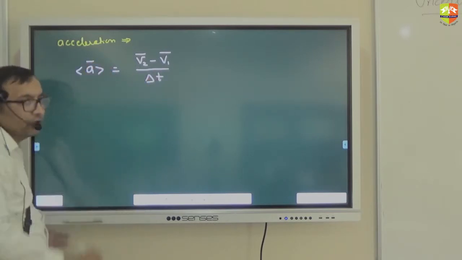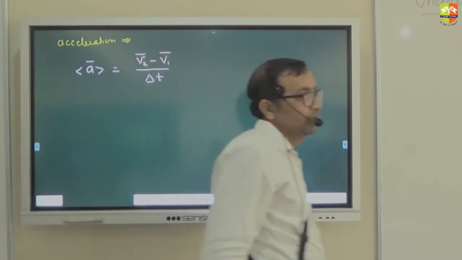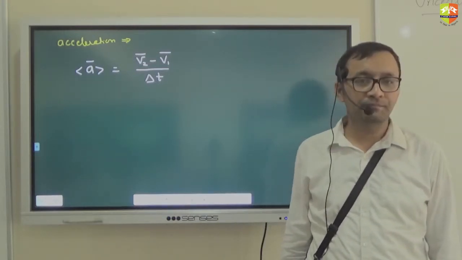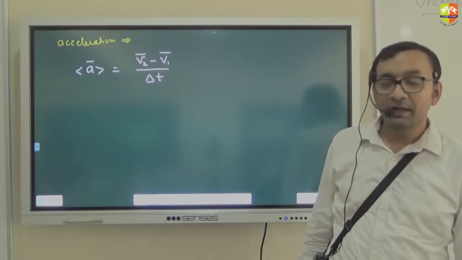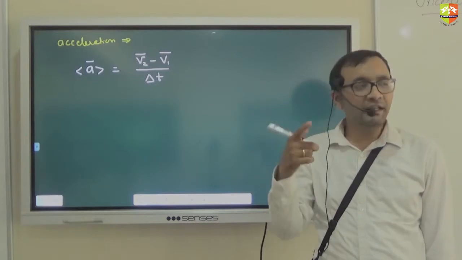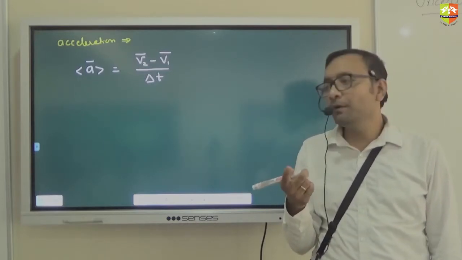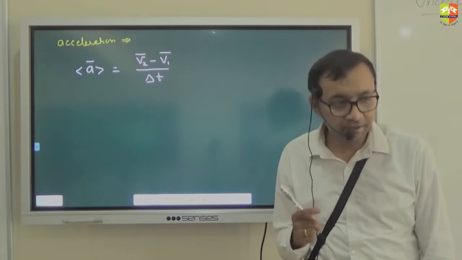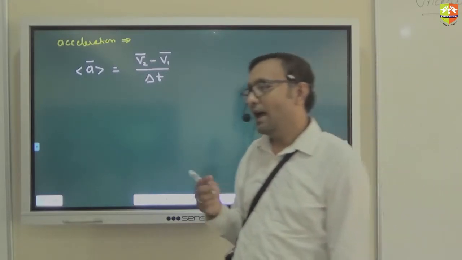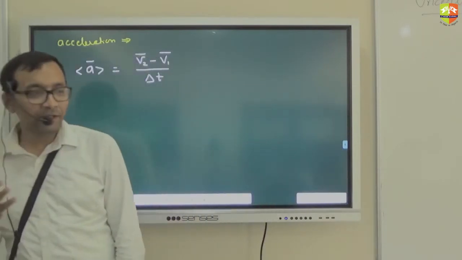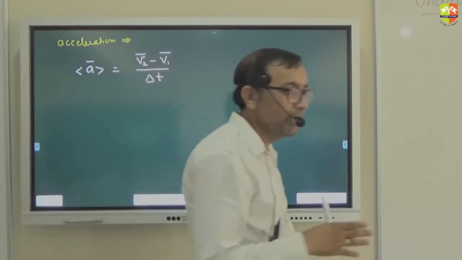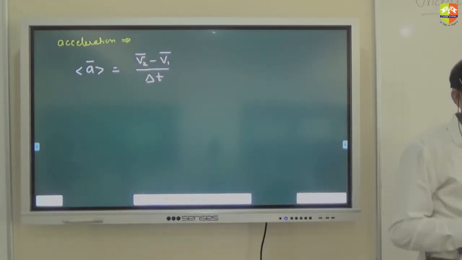It is a vector quantity, because velocity is also a vector quantity. So this acceleration could be because the velocity is increasing, or because velocity is decreasing. When I say increasing or decreasing, I mean the magnitude. Magnitude of velocity can increase or decrease. It will create acceleration or deceleration, right?